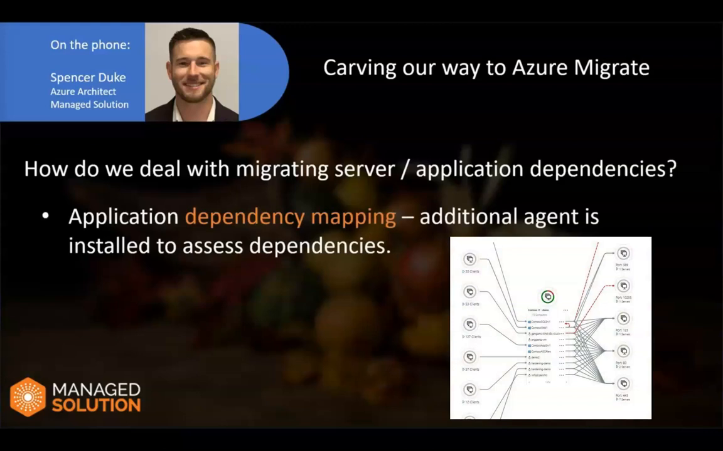It's an additional agent that gets installed on the machines that you want to assess. So that being the case, say you're discovering an environment with 1,000 servers in it in your VMware environment, you might not need to know much about, say, 900 of them.